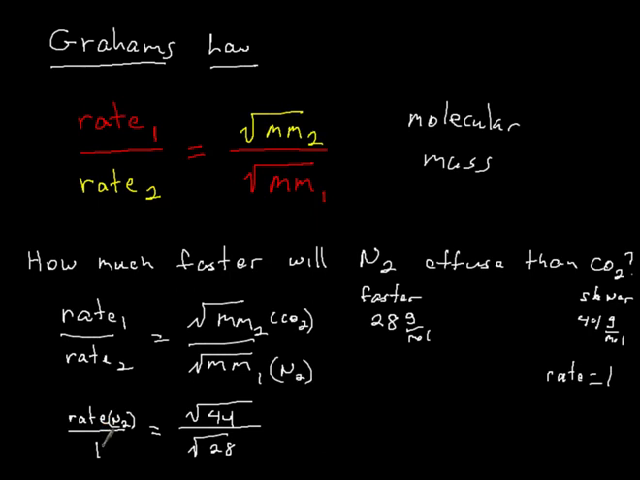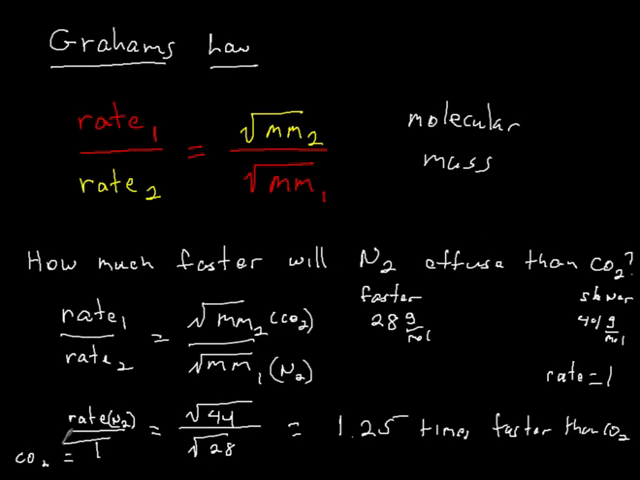And now you just solve this. Rate of nitrogen is equal to the square root of 44 over the square root of 28. And that gets you 1.25. All right, and so this is our answer. It is 1.25 times faster than CO2. That's your answer, because we said that CO2, we made its rate arbitrary.